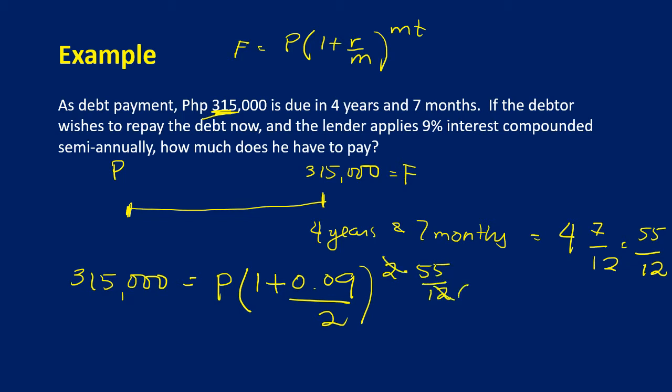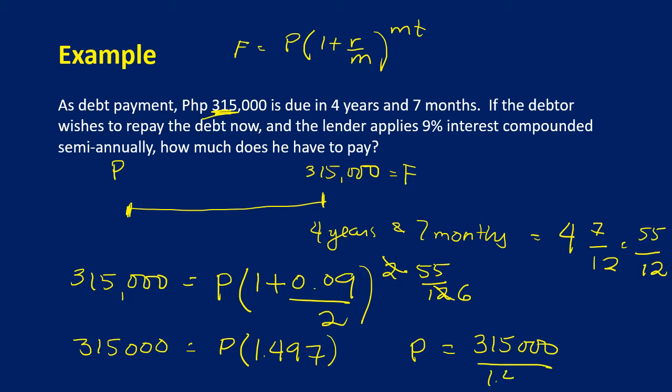Let us simplify this. So I have 315,000 is equal to P times (1 plus 0.045, that's 0.09, divided by 2) raised to 55 over 6. What is that? That's approximately 1.497.